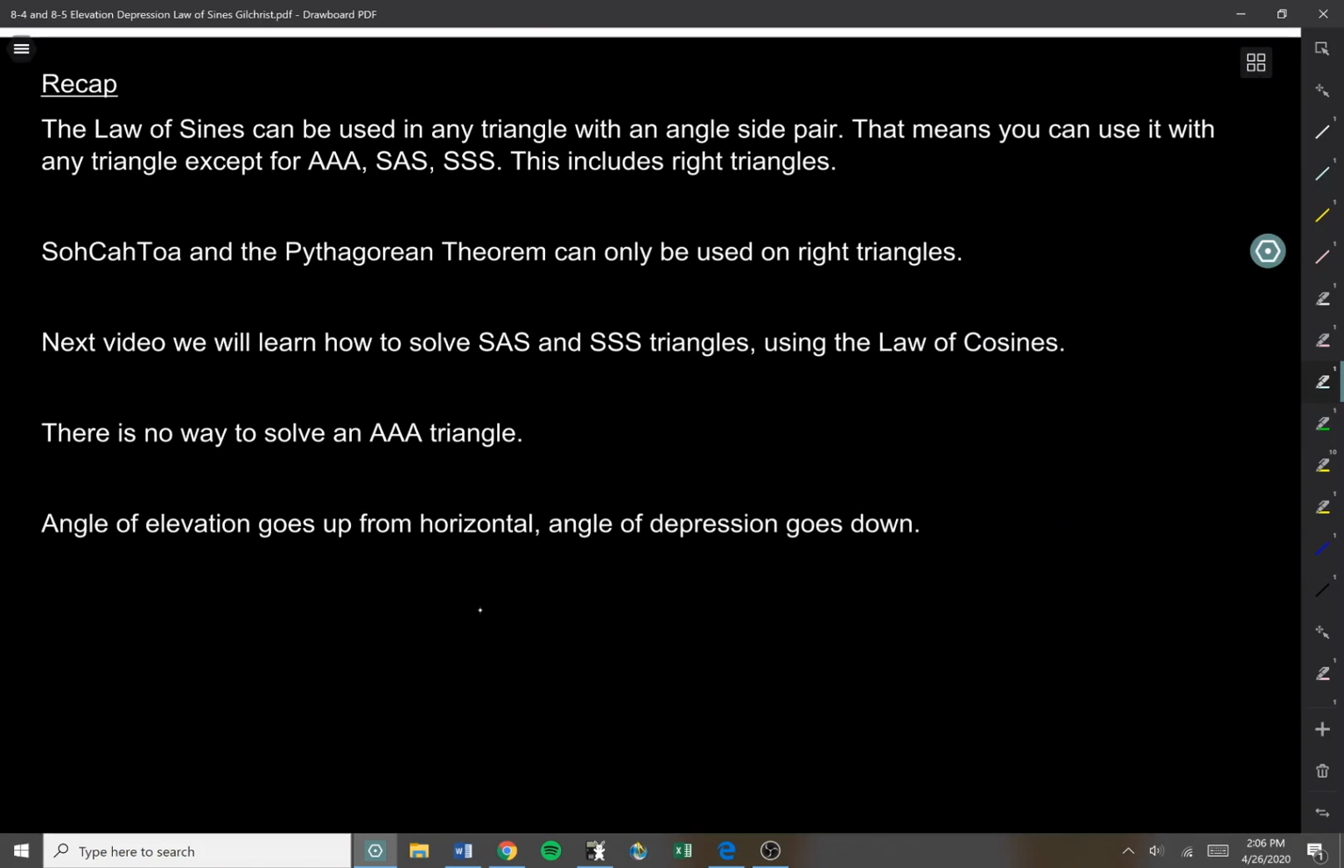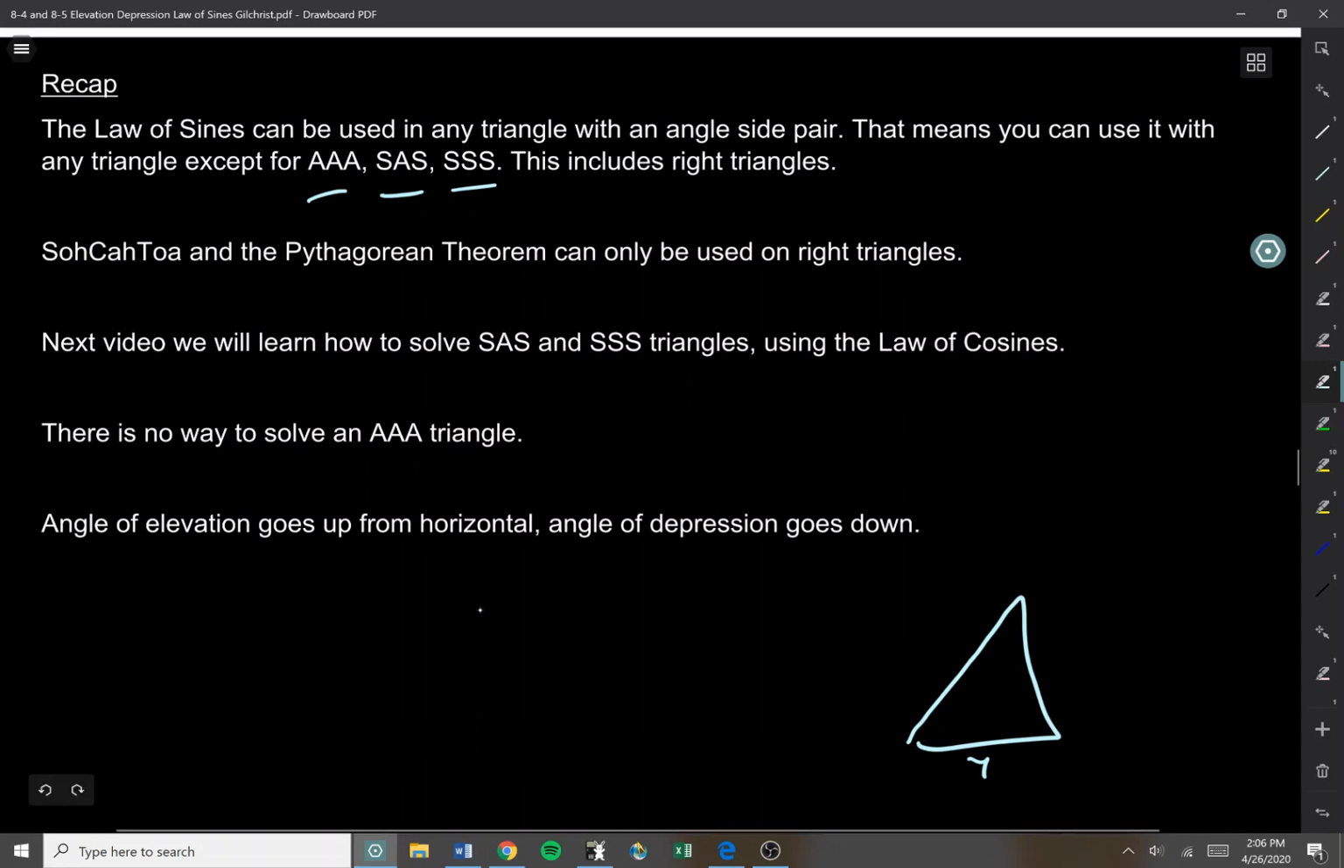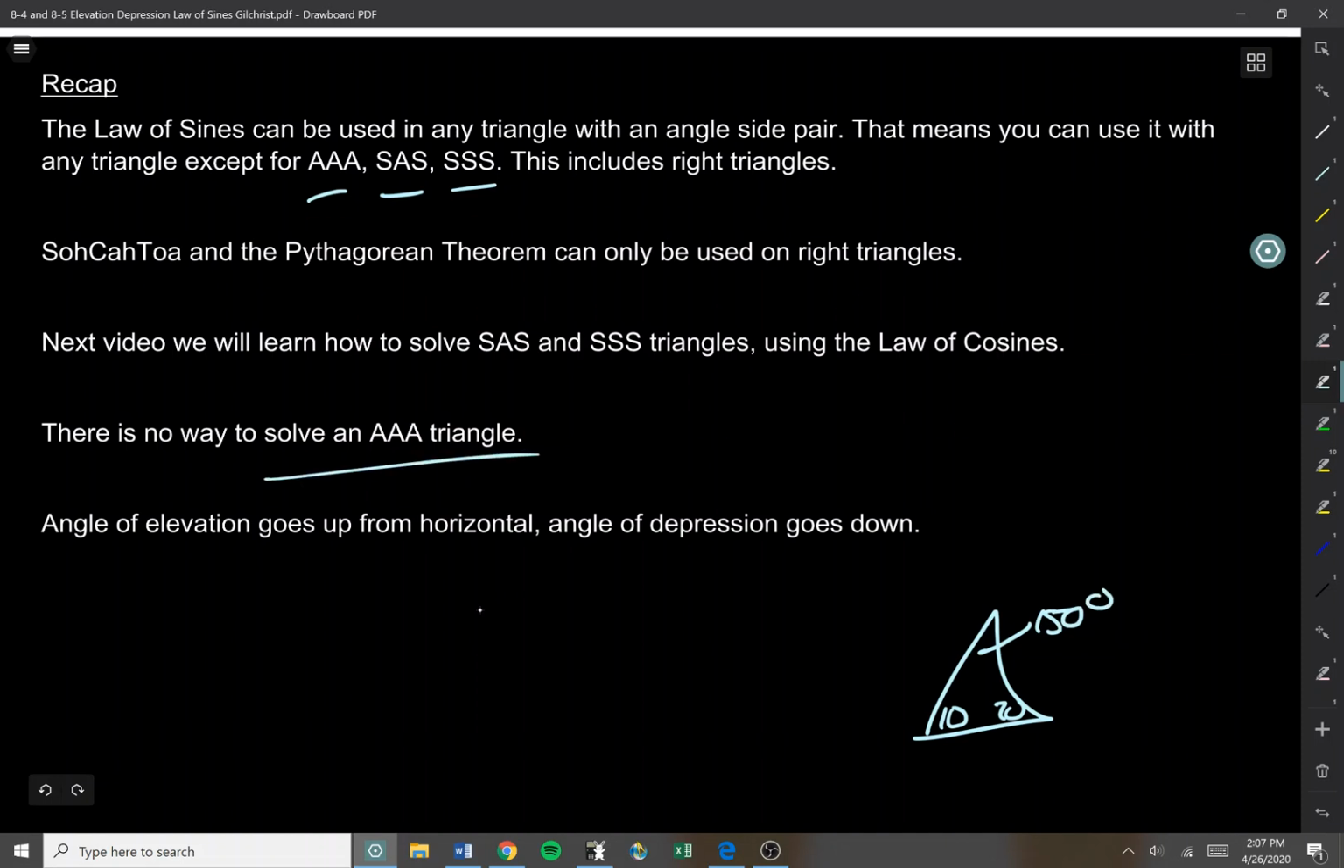There it is. Law of sines can be used in any triangle with an angle side pair. That includes right triangles. You could use law of sines in a right triangle if you wanted to. So angle, angle, angle, side, side, side, and side, angle, side are the three that cannot be solved. If you don't have an angle side pair, you can't use law of sines. So you can't do side, side, side, and you can't do side, angle, side. There's no angle side pairs there. It's also completely impossible to ever solve an angle, angle, angle. There's no way to solve angle, angle, angle triangles. But next video, we'll learn how to solve SAS and SSS using the law of cosines.